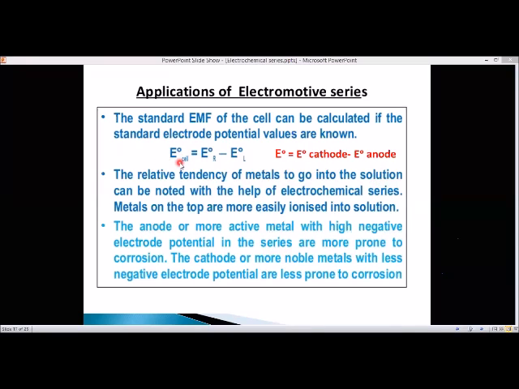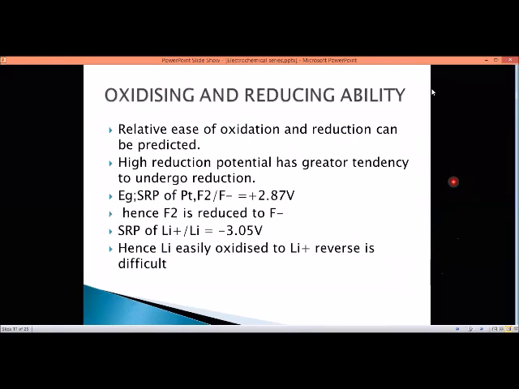Like this, you can calculate the EMF of the cell. So this is our first application. Another application is finding out the oxidizing and reducing ability.